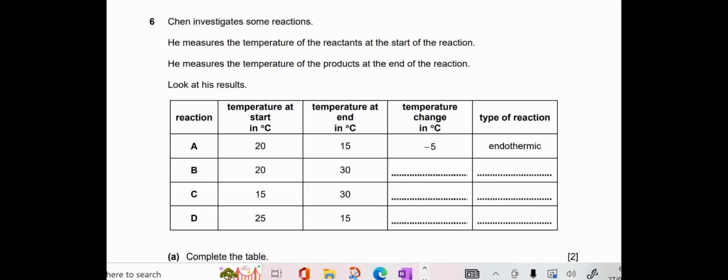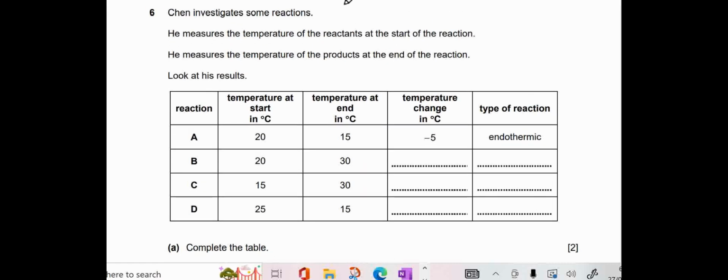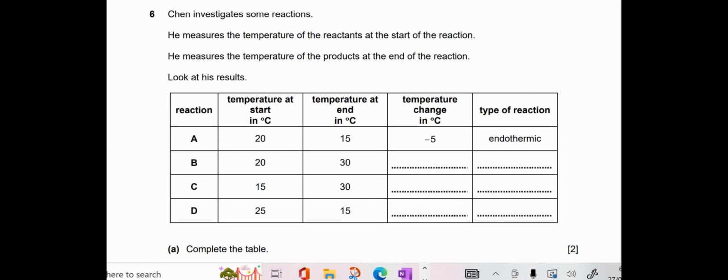Next question. Question 6. Chen investigates some reactions. We measure the temperature of the reactants at the start of the reaction. We measure the temperature of the product at the end of the reaction. Start and end. Reactions A, B, C, and D. Temperature change in degrees Celsius. This is -5 because this is a temperature drop, lower than the start. Type of reaction: endothermic. When the temperature drops, it is endothermic. Question A, complete the table. So we have to complete this table.